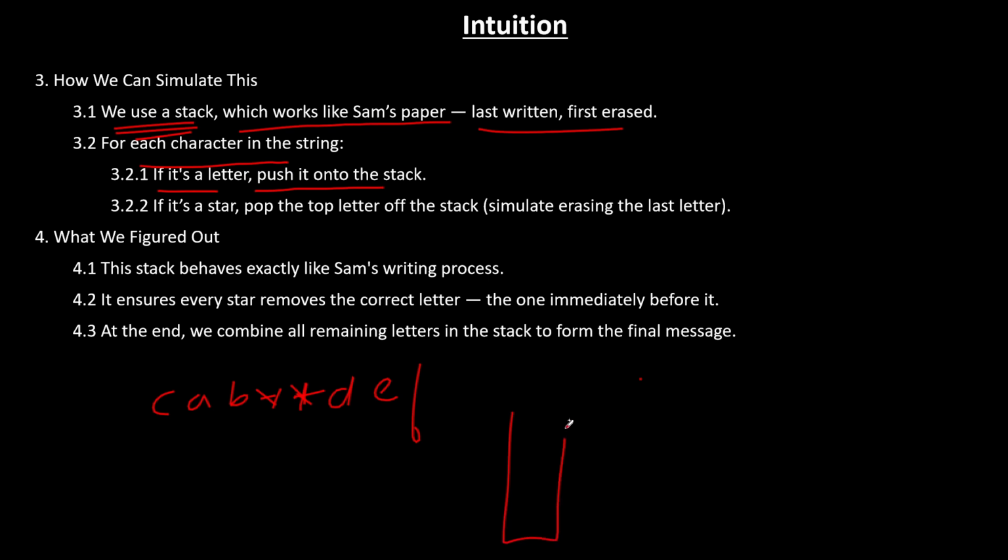If it's a character, we push it into the stack, right? As soon as we encounter an asterisk, we remove the last character which is present on the top of the stack. Again, we encounter an asterisk, and this gets removed, right? Then we have a character, we enter E, then F, right? So this is the thing. And when you take out the elements from the stack, F, E, B, then C, right?